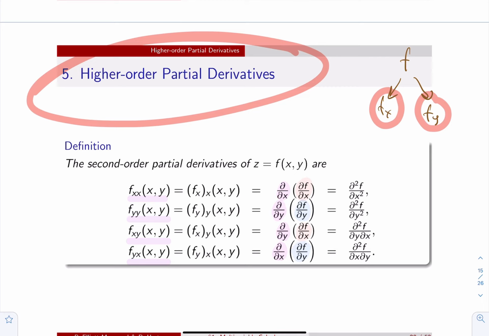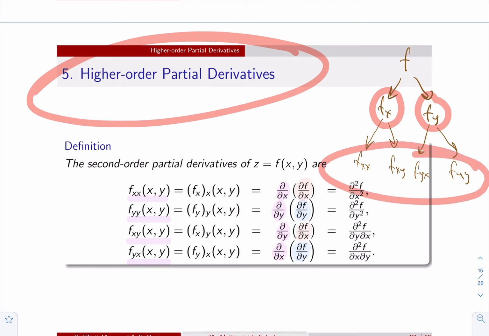You can start with f_x and differentiate f_x with respect to x or with respect to y. And you can also start with f_y and differentiate that function with respect to x and then with respect to y. So this means that there are four second order partial derivatives, and this is what we're going to cover in this section: how to compute these second derivatives.